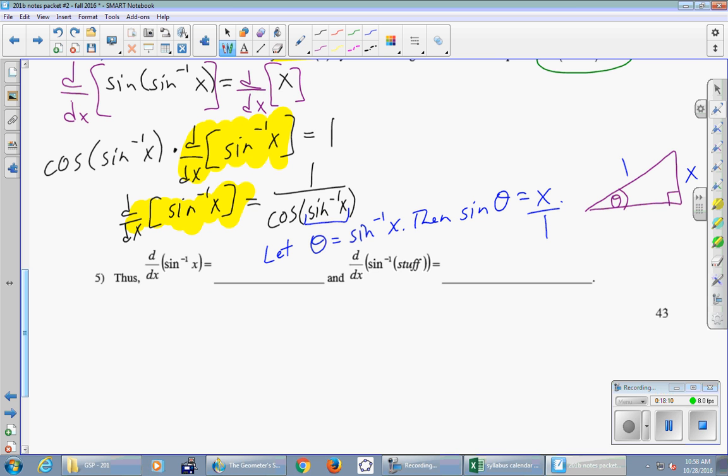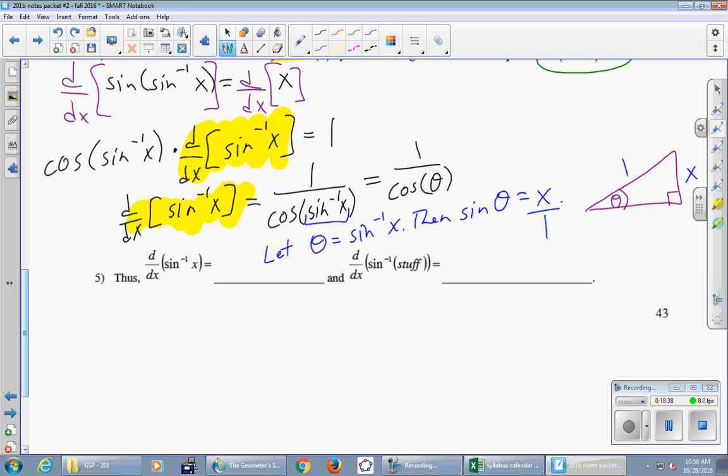We have 1 over cosine of inverse sine of x. That is really now 1 over cosine of, what did I rename this? Theta, right? So if I can just get my hands on cosine of theta, I can replace all the mess that was in the denominator. But cosine of theta, again from my SOHCAHTOA days, is adjacent over hypotenuse. So if I can get the adjacent side, which is currently unlabeled, I'm done.